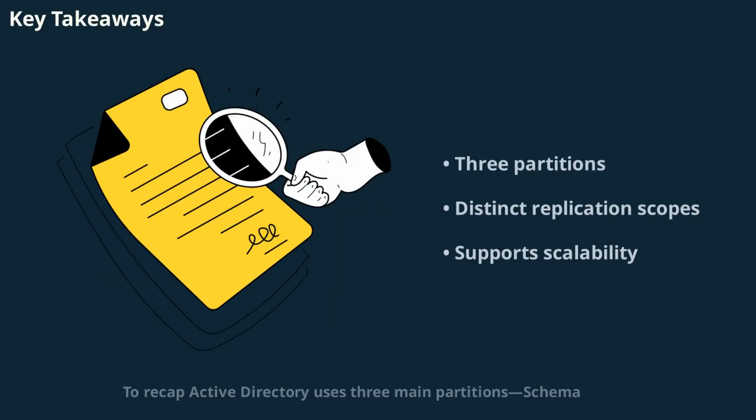To recap, Active Directory uses three main partitions: schema, configuration, and domain, each with its own replication scope. Schema and configuration replicate forest-wide while domain data stays within its domain. This architecture supports scalability, efficiency, and security, making Active Directory a powerful tool for managing complex IT environments.